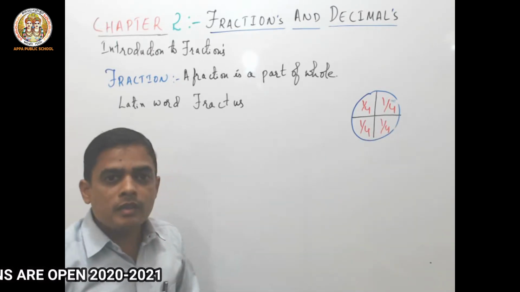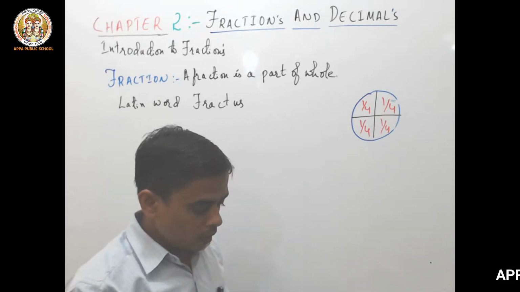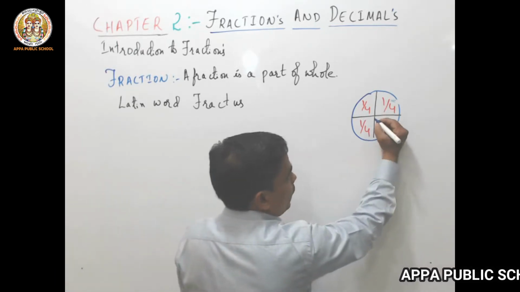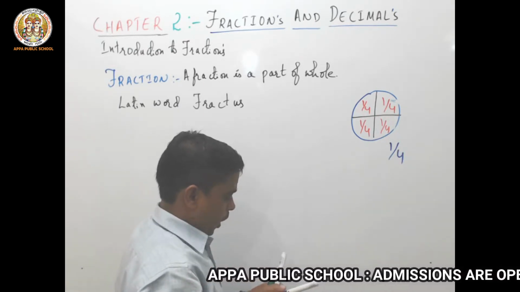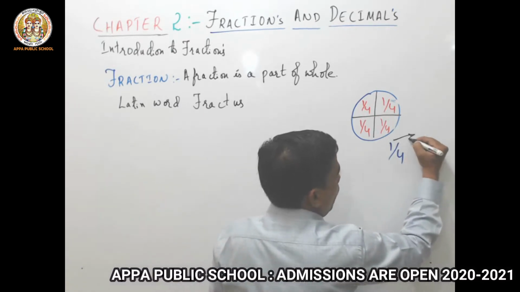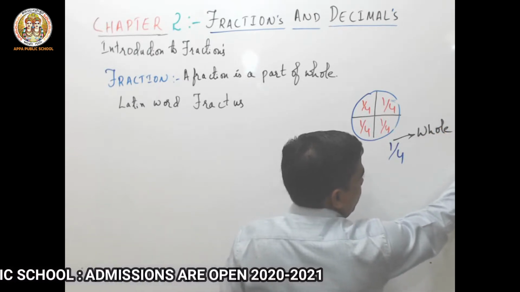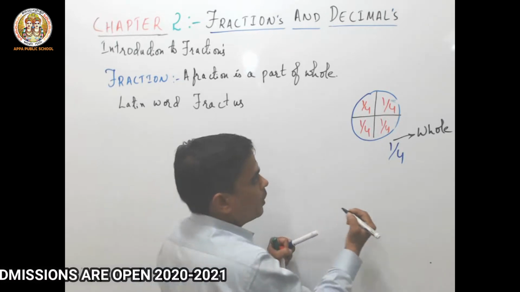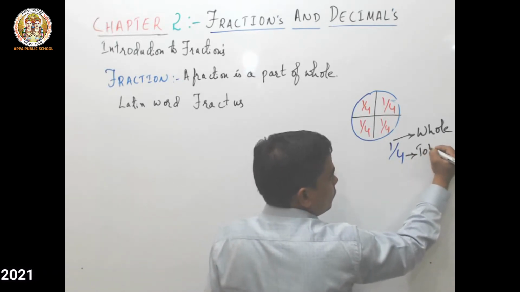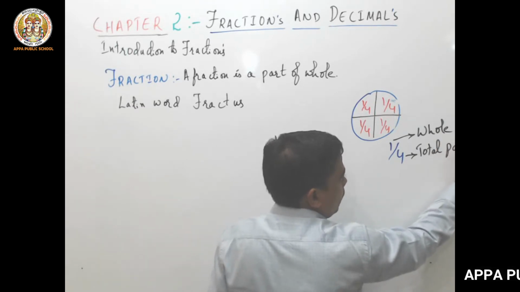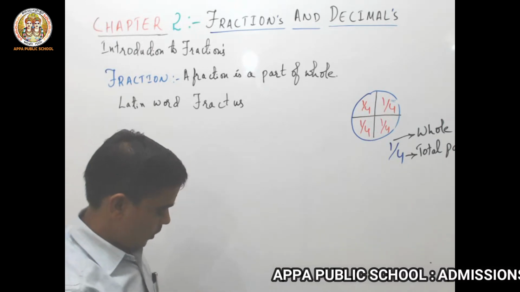Here all the 4 parts are equal, right? Suppose I take any one part, that part is 1 by 4. Here 1 represents the whole quantity, that is one pizza, and this 4 represents the total parts. How many parts are there totally? Totally there are 4 parts, right?